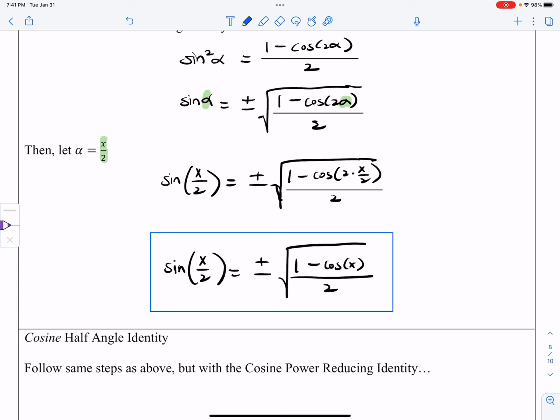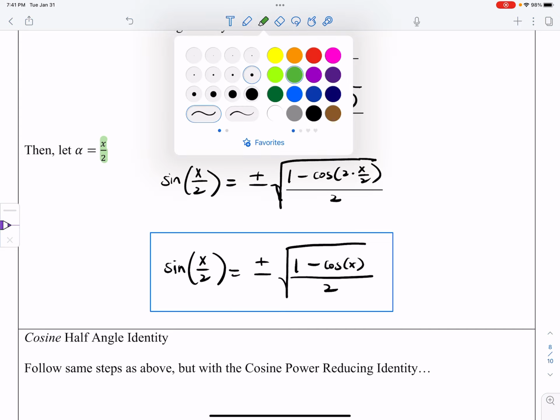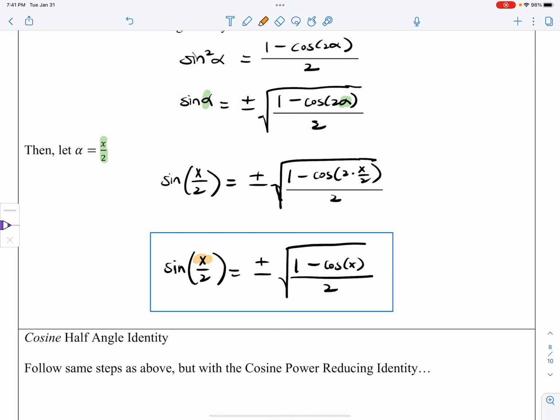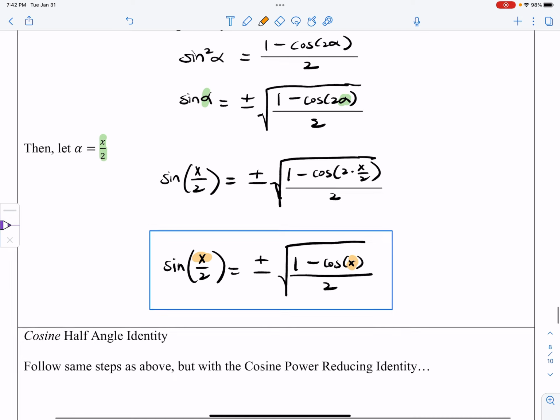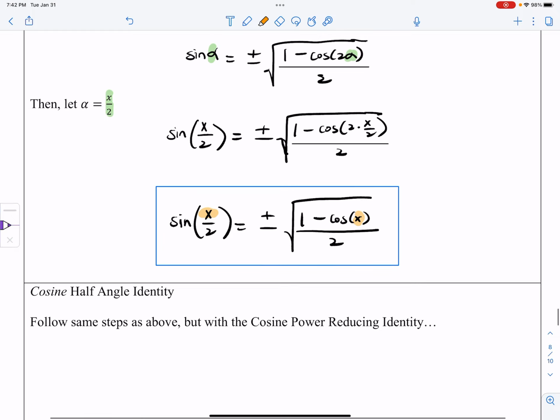And remember, it doesn't matter what the variable is, as long as this variable matches this variable. Like this could be written as sine of alpha over 2 is equal to plus or minus the square root of 1 minus cosine of alpha all over 2, as long as those variables match.